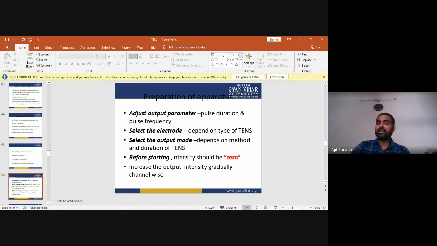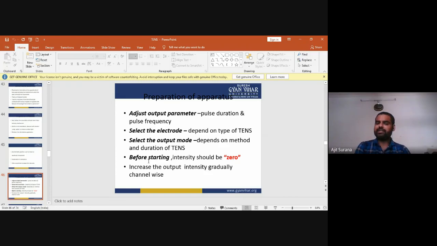Next is the preparation of the apparatus. We prepare the apparatus before use. First, we adjust the output parameters like pulse duration and pulse frequency.